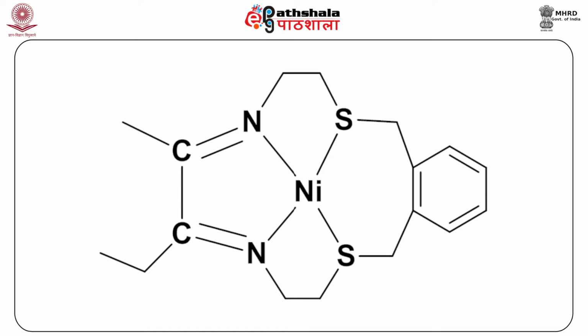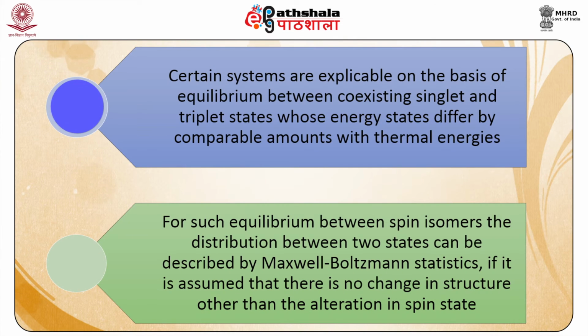Thus, the perchlorate and iodide are diamagnetic, while the bromide in CHCl3 solution, chloride and thiocyanate are paramagnetic. Certain systems are explicable on the basis of equilibrium between coexisting singlet and triplet states, whose energy states differ by amounts comparable with thermal energies. For such equilibrium between spin isomers, the distribution between the two states can be described by Maxwell-Boltzmann statistics.